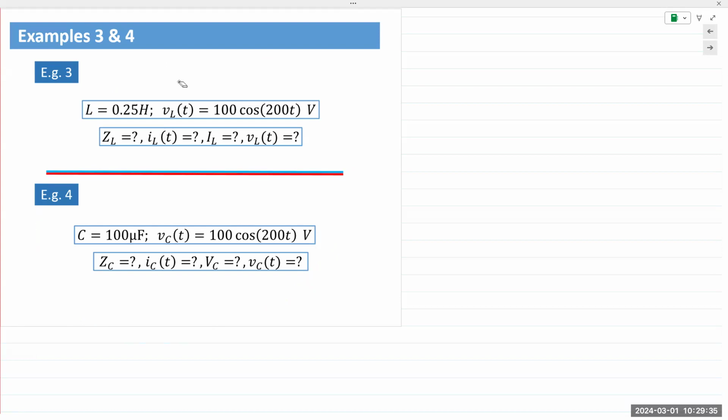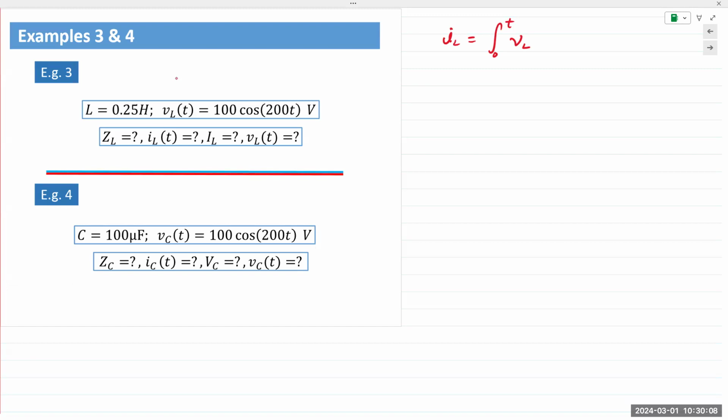Voltage for an inductor is given as L di over dt. Inductor current is the integral of the voltage, right? So normally we'd have to do that, but because we use phasor transforms and complex numbers, we can reduce this problem, this differentiation or integration, to a simple application of Ohm's law.